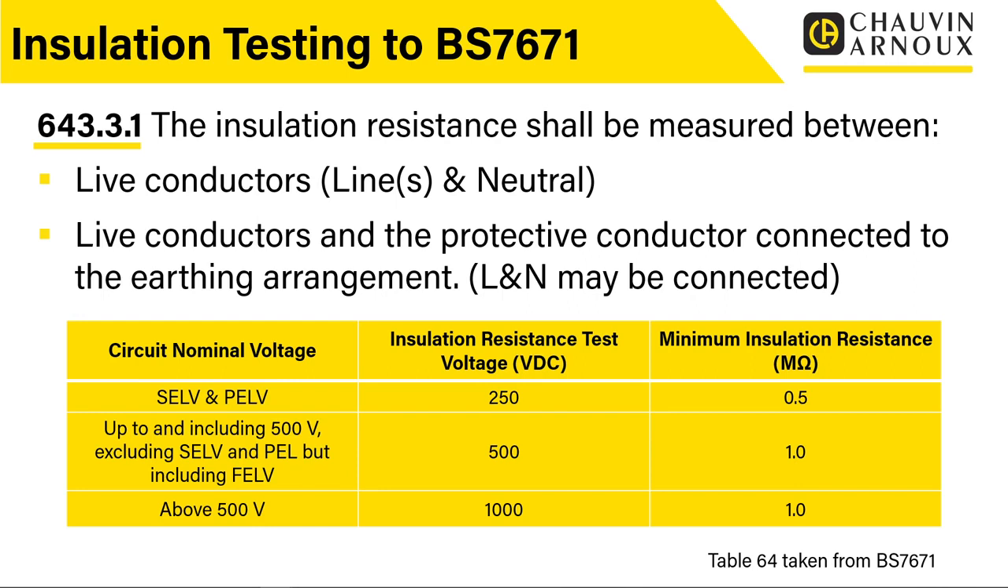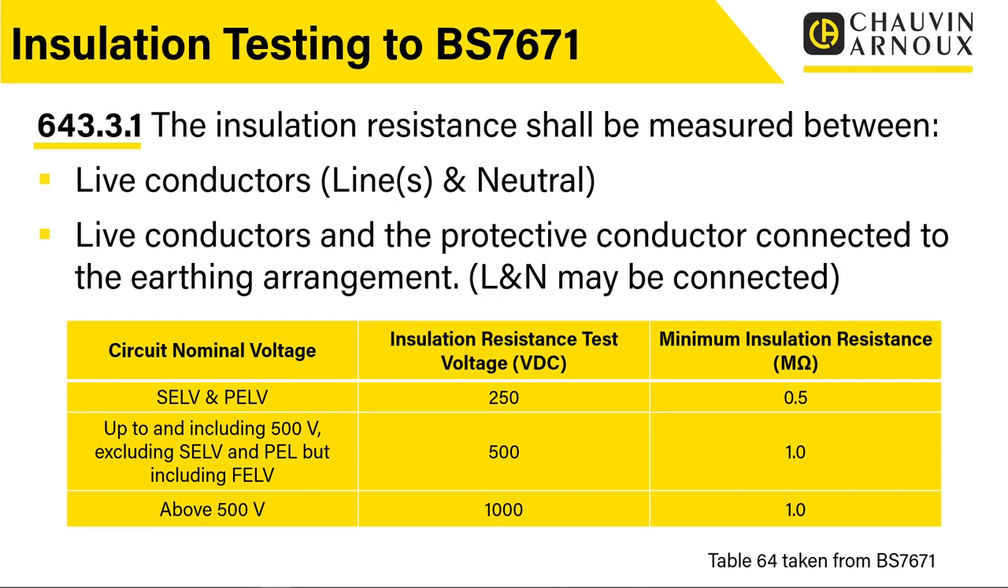So just be aware when we're doing that test, it does make a note in the regulations that the line and the neutral may be connected together while you're doing that test. So it would be quite common to do all of the live conductors joined together to the protective conductor. That could be quite an easy and quick way of doing it. You don't have to do L1 to the protective conductor, L2 to the protective conductor, L3 to the neutral. You don't have to do those four tests. You could just connect them all together, check them all in one go.